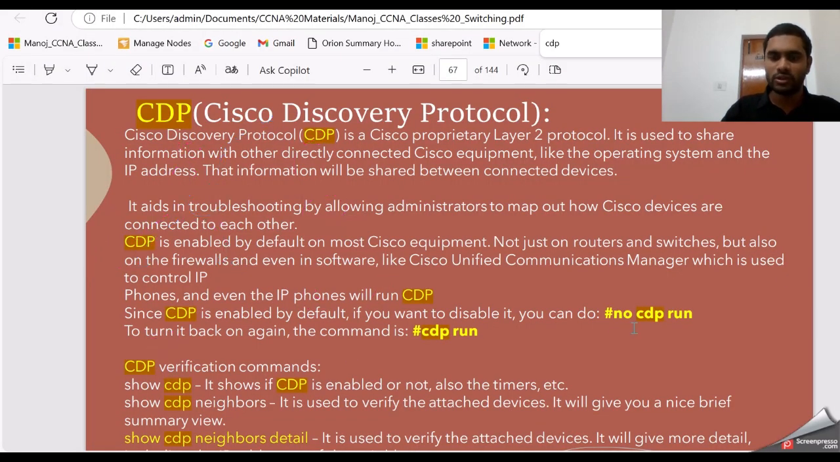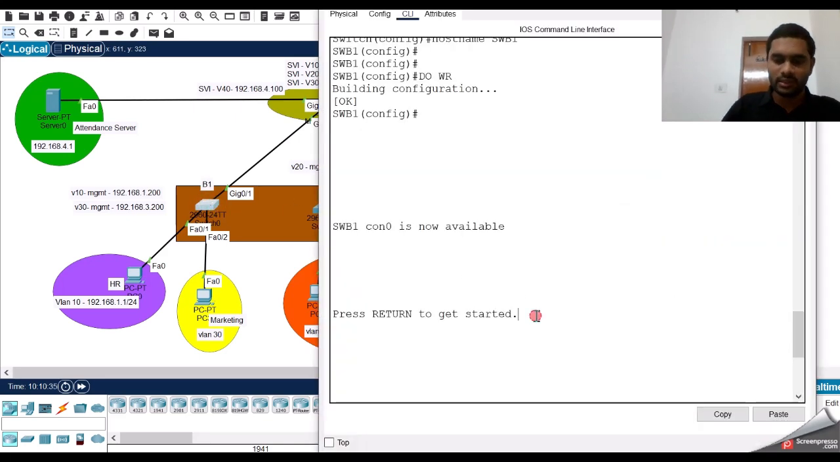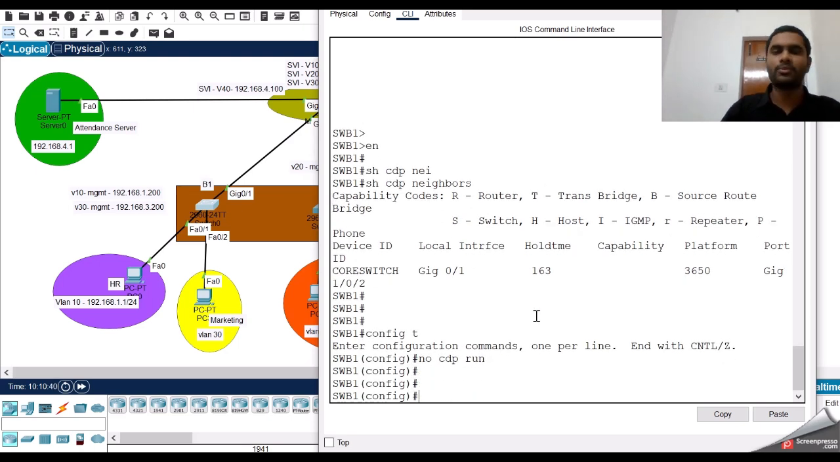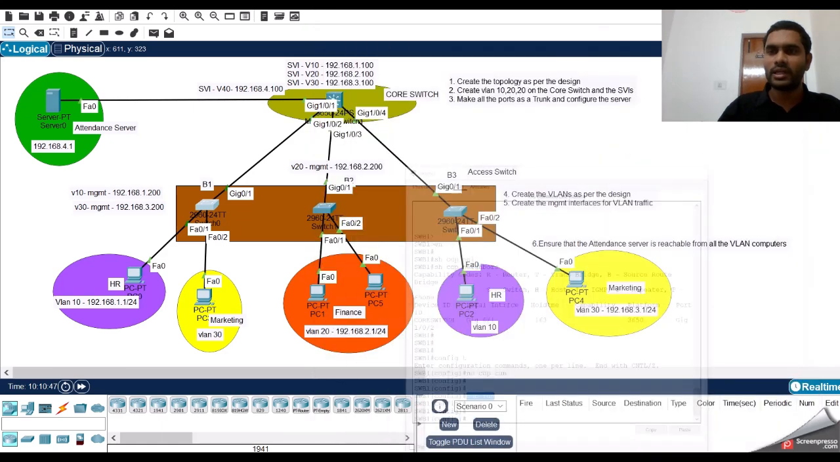As I said, VoIP phones can also run the CDP protocol, and by default CDP is enabled. If you would like to disable CDP, yes, you have an option to do that. Simply run no cdp run. You can log into any of the switches, for instance any access switch, and type no cdp run, so that it will stop the CDP capabilities. No cdp run, as simple as it is. And if you would like to enable it again, simply cdp run. So that's how we can use CDP.